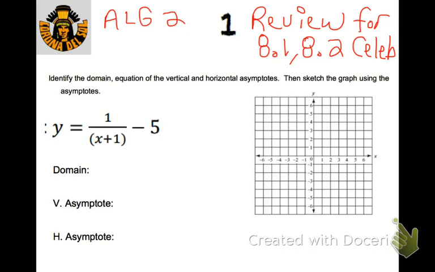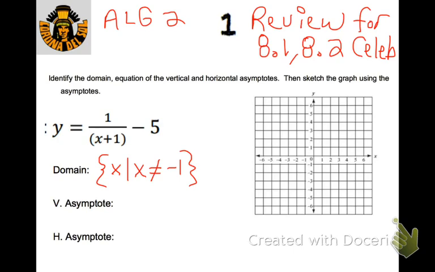Okay, the first thing we want to do on this simple rational function is tell the domain. So the domain is everything that we can plug in that doesn't cause 0 in the denominator. So we're going to say it's all the x's such that x can't be -1, because if you plug in a -1 in the denominator, that's going to be division by 0, which is undefined.